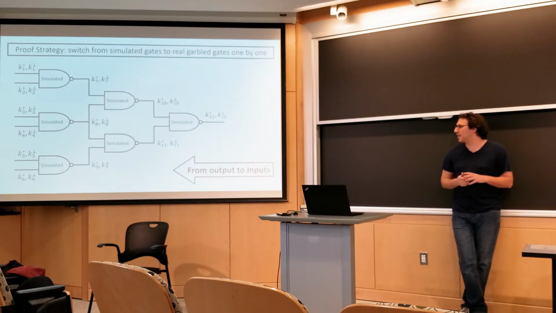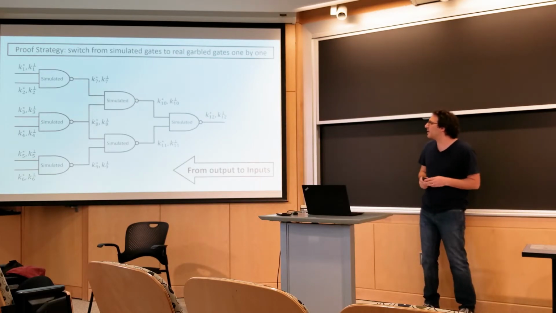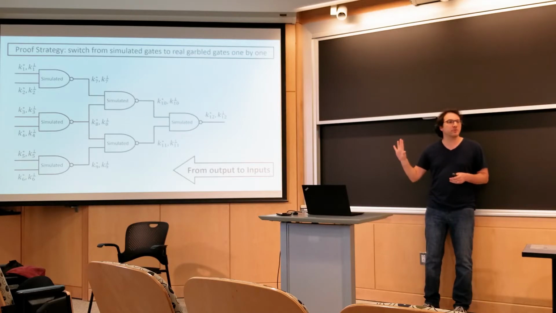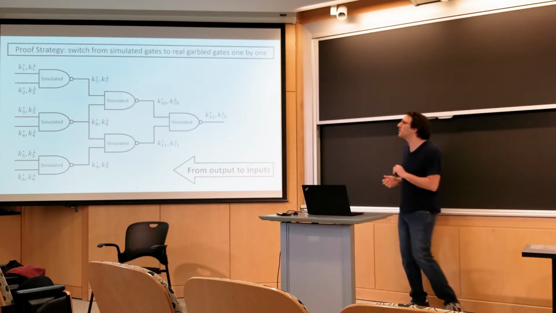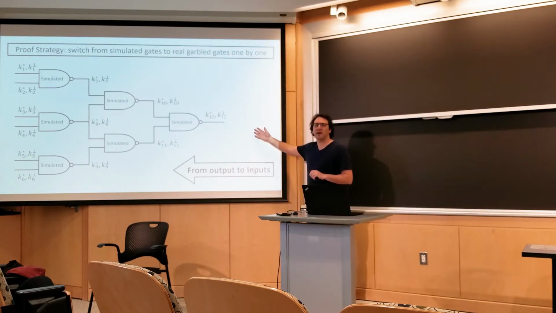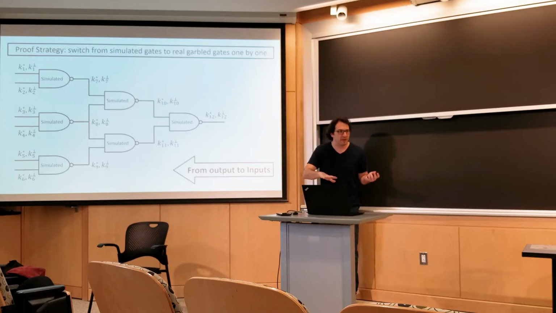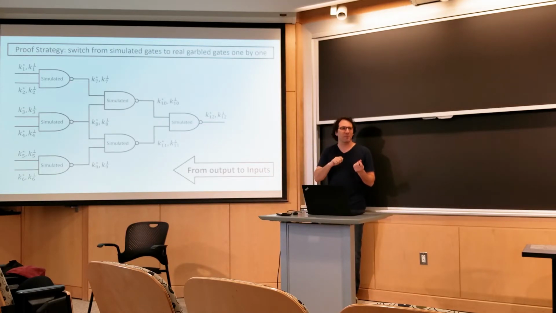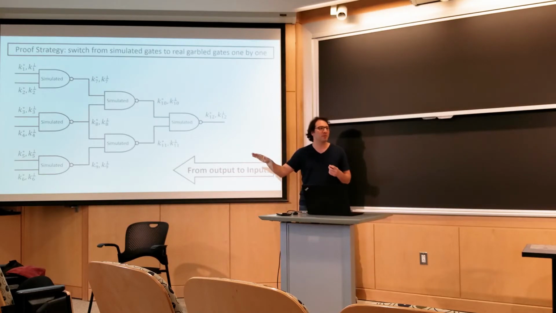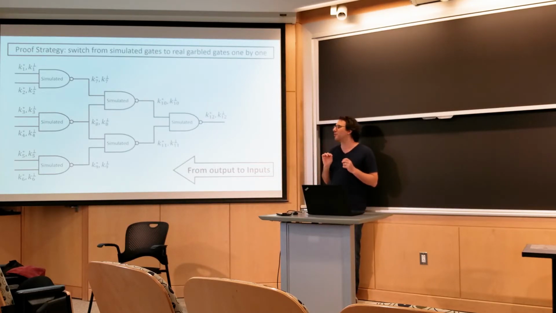Okay, so let me tell you the answer. You're going to change it from outputs to inputs. Don't take my word for it. Don't just remember, oh, you always change it from outputs to inputs. If I give you the garbled gates and I want you to change them to simulated gates, then you need to start from the inputs to the outputs, because I asked you the opposite question. So the direction is not always from inputs to outputs. It really depends on the question that you're asking.